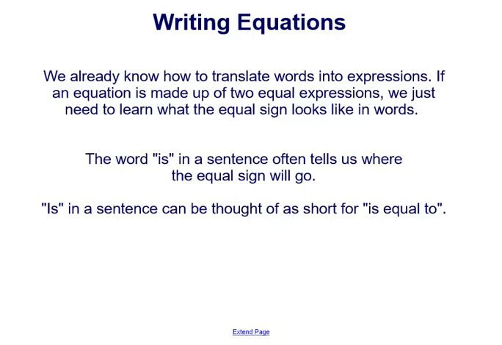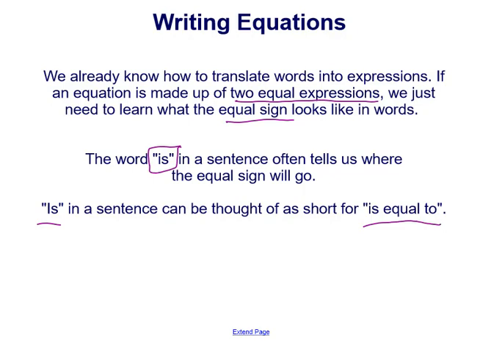Writing equations. We already know how to translate words into expressions. So if an equation is made up of two equal expressions, we just need to learn what the equal sign will look like in words. The word "is" in a sentence often tells us where that equal sign will go. That's our clue. "Is" in a sentence can be thought of as short for "is equal to." So then you know that's where the equal sign goes in your equation.